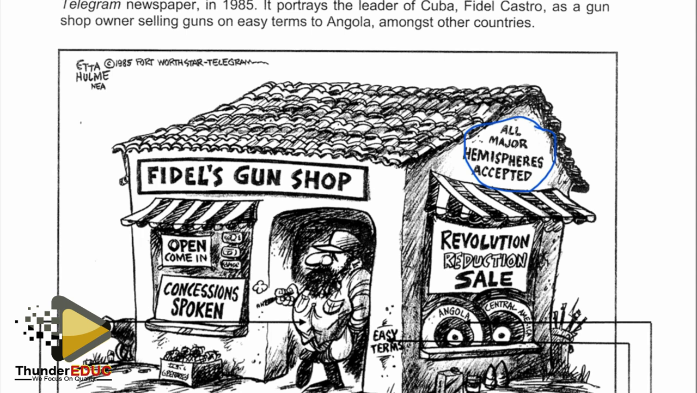There were different hemispheres there, the two extreme hemispheres, the hemisphere of capitalism and the hemisphere of communism. There was a battle between capitalism and communism, but despite those hemispheres, Fidel Castro offered support, which meant that he was willing to offer support to any of the major hemispheres.